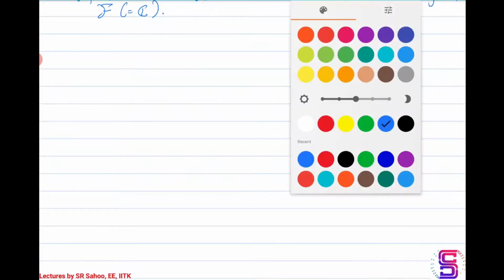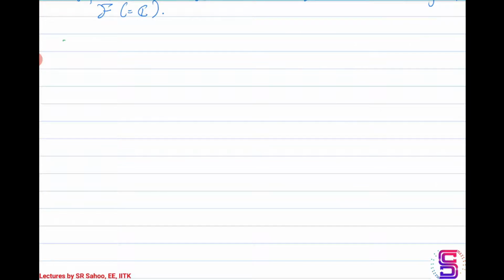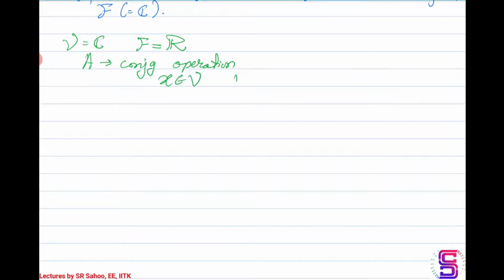Now consider the same set of vectors for the vector space, except let us change the field associated with this. So this is a real vector space. Earlier we considered a complex vector space. This is a real vector space. Now in this case, again let us say that A represents the conjugation operation. So for x belonging to the vector space, Ax essentially gives you x conjugate, and this also belongs to the same vector space. So A is a transformation.